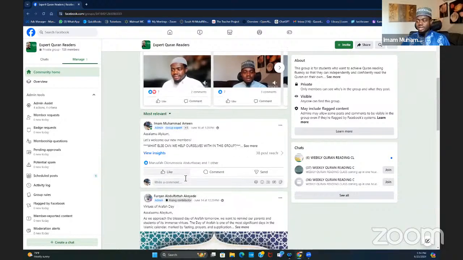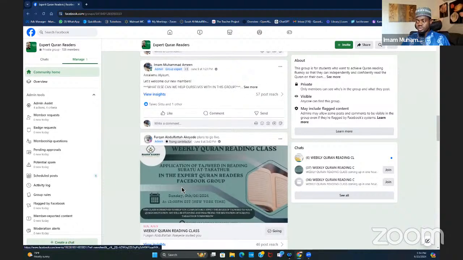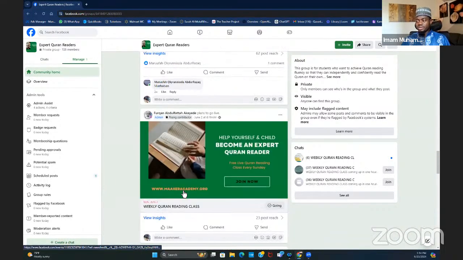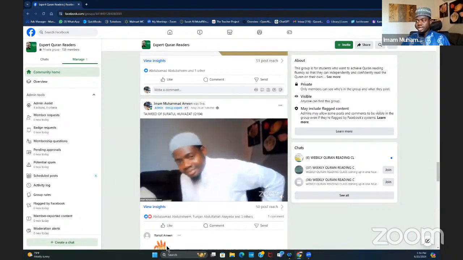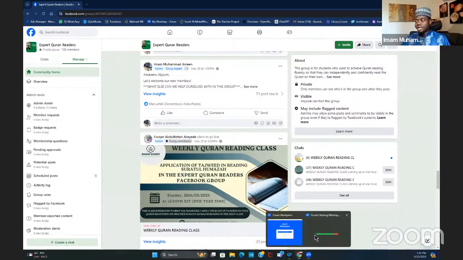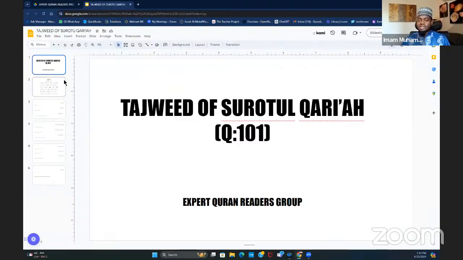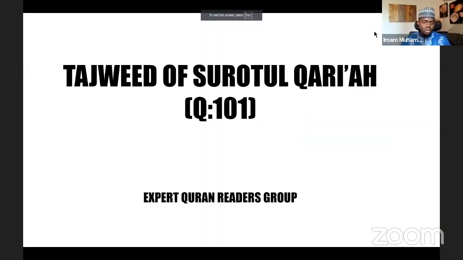Today we're going to learn the Tajweed of Surah Al-Qari'ah. You just scroll down, we take the surahs one after the other. Here you can see we've learned Surah Al-Humaza and the others. So today, inshallah, we will learn the Tajweed of Surotul Al-Qari'ah. It is one of the surahs of the Quran, number 101 if you put the surahs together, as we are taking it from Fatiha down to Surah Al-Nas.